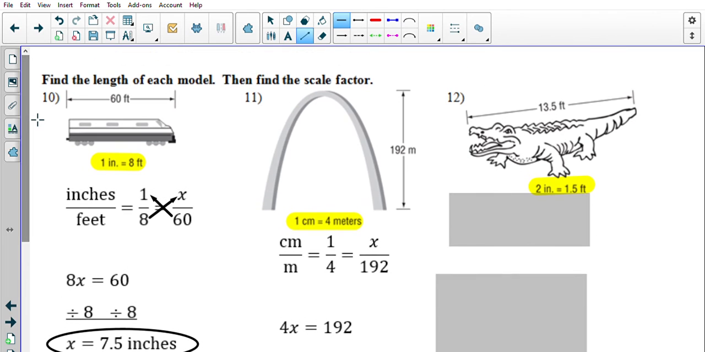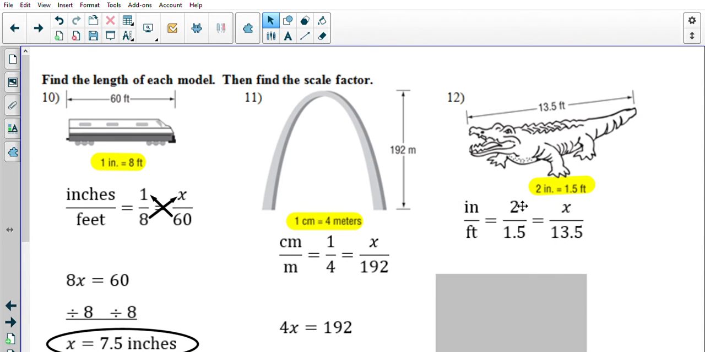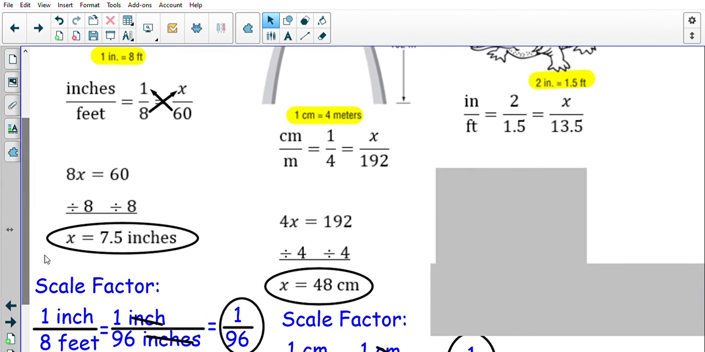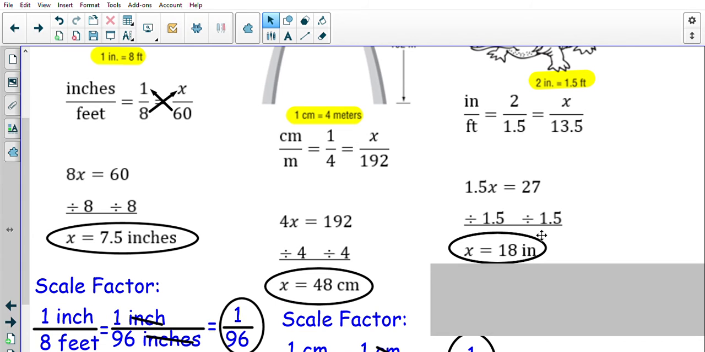All right, our last one is an alligator or crocodile. I don't know the differences between them. I know there are some differences, but we're going to set up a proportion. So inches to feet, 2 inches on the model represents 1.5 feet in real life. We want to figure out our model length of this alligator or crocodile. We know it's actually a huge alligator or crocodile at 13.5 feet. So cross multiply, we have 1.5x, and 2 times 13.5 is 27. Divide both sides by 1.5, and we get that our model is 18 inches long.